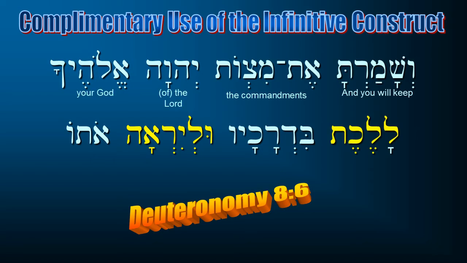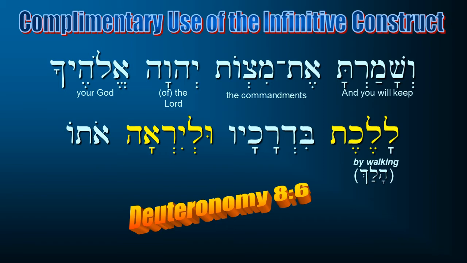And here's the infinitive construct, lalekhet, by walking. Halak is the verb there. You say, well, what happened to that H sound, that hey in the beginning? That dropped out. It was a guttural, so it didn't like to be there. And so it drops out, and you're supposed to recognize it with just the next two letters, and we do. Notice, and so you'll keep the commandments of the Lord your God by walking. That's one of the ways that you do that.